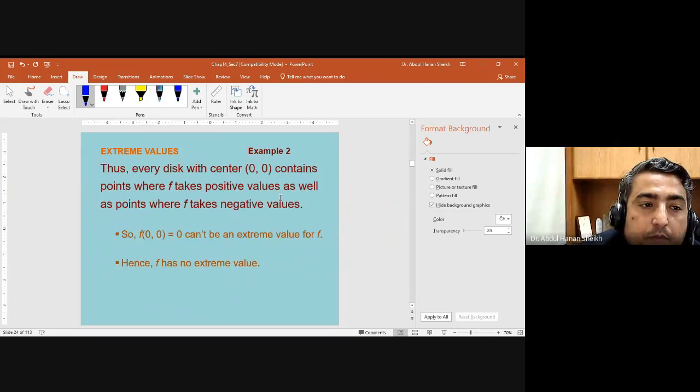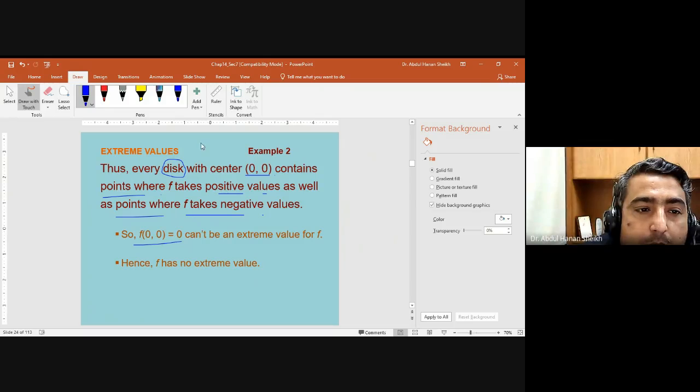Thus every disk with center contains points where f takes positive values as well as points where f takes negative values, right? So this is not an extreme point, because the function has smallest values and also largest values on any disk, meaning a two-dimensional domain.